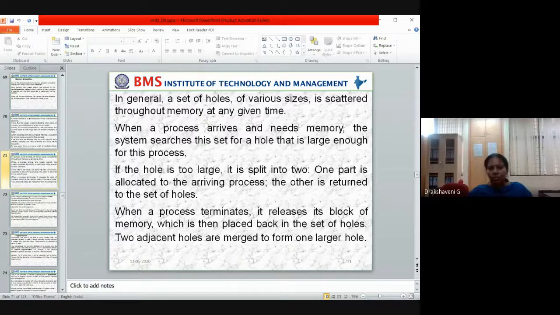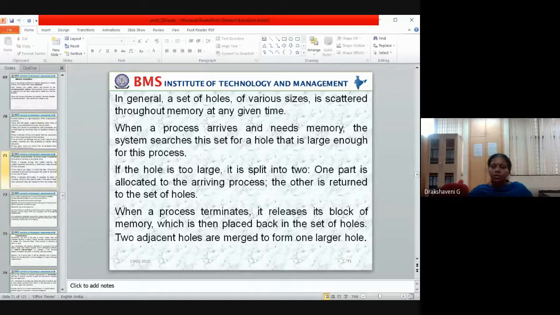When a process arrives and needs memory, the system searches this set for a hole that is large enough for the process. If the hole is too large, it is split into two. One part is allocated to the arriving process, and the other is returned to the set of holes. So if I have a very big hole, then what do we have?